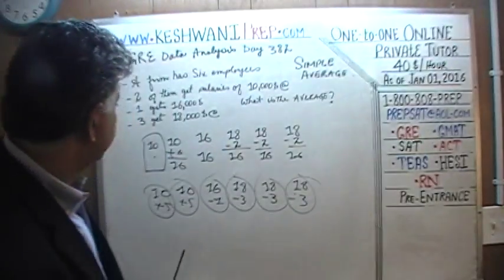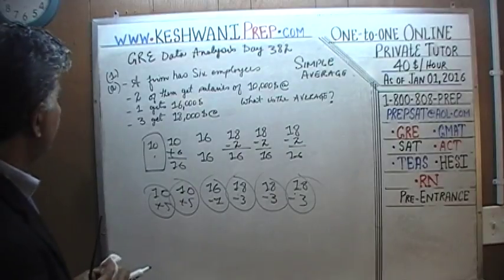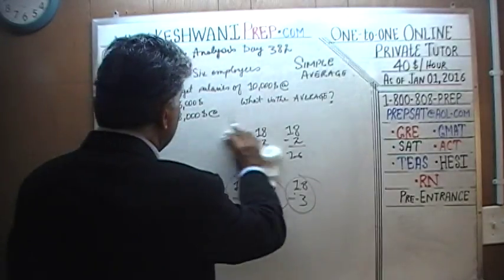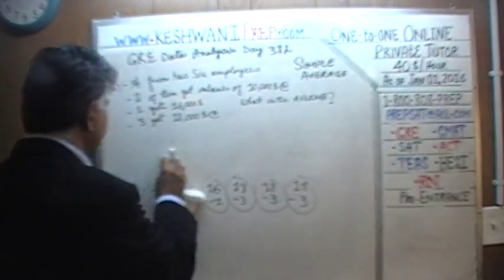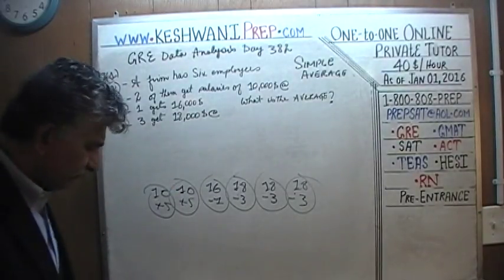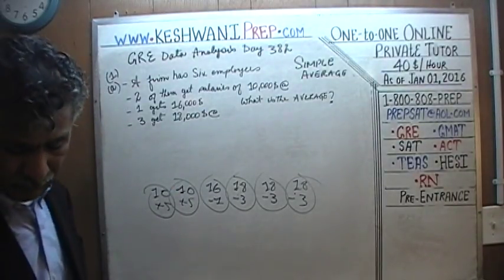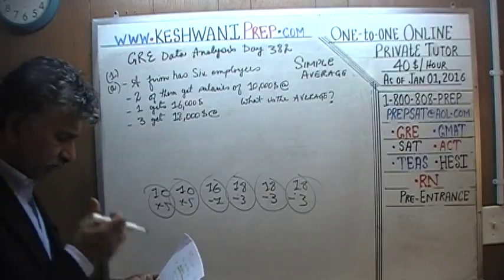Let's do part B. We need the room for part B. You just have to look at the figures and estimate where you suppose the average might fall and try. And if it doesn't work out, don't cry, just try a different number.